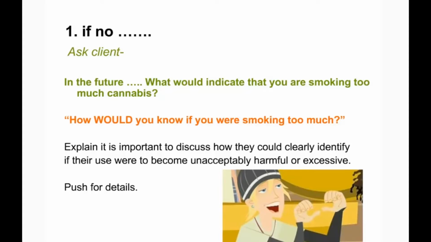Explain that it's important for him to discuss how he could clearly identify when his use became unacceptable or harmful or excessive for him. So you need to push for details. So the how would you know question, or how do you know, helps that young person recognise and focus on signs of overuse as they see them. So get the specific description of the signs, explore each of the signs and reflect that back. Provide a summary, you might want to use a little bit of framing of overuse, and ask if that's accurate. Ask whether they have plans to change, and if so, how might they go about it.